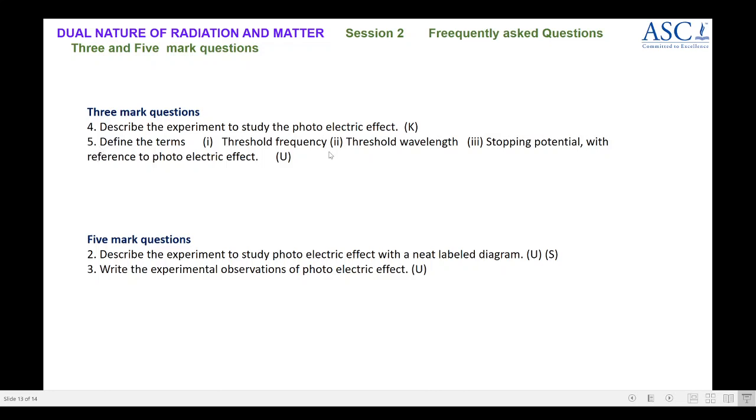In the fifth question, define the terms threshold wavelength is given. I haven't explained that. Threshold wavelength is the maximum wavelength above which photoelectric emission does not take place. I repeat, threshold wavelength is the maximum wavelength above which the photoelectric emission does not take place. All the other definitions are given in the content. You please go through and write the answers.